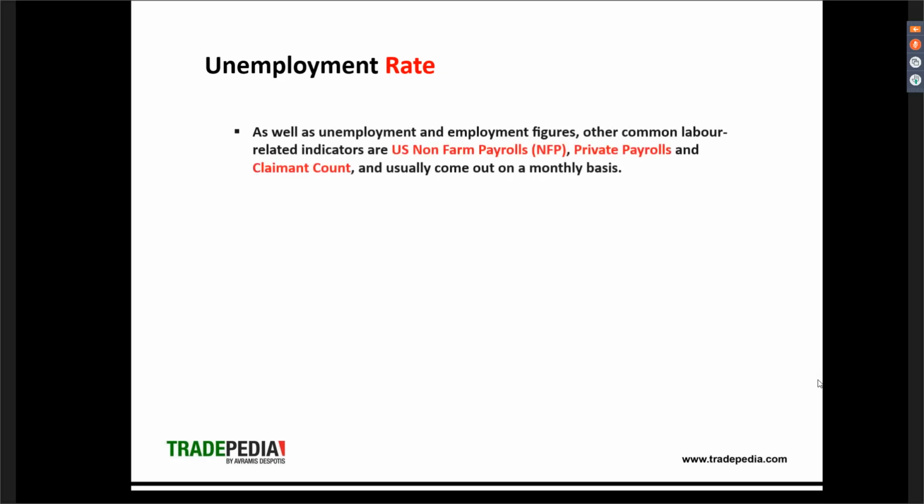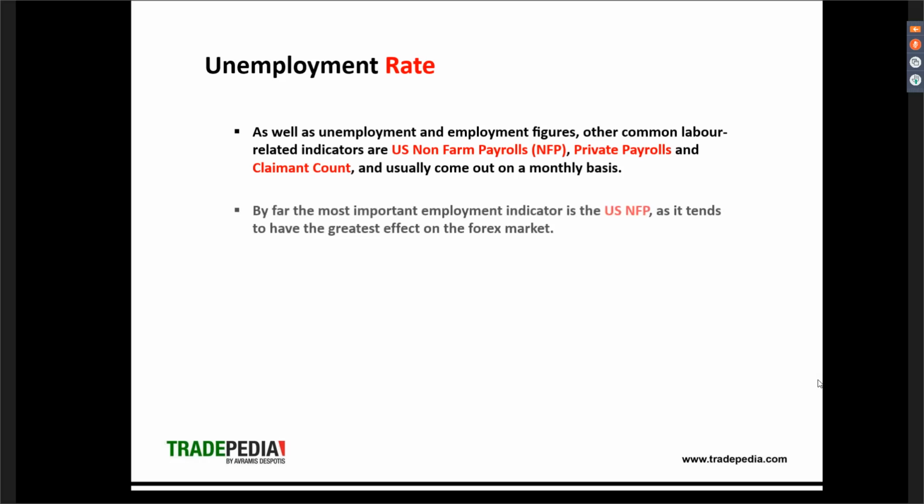Now, as well as unemployment and employment figures, other common labor-related indicators such as the US non-farm payrolls, private payrolls, and claimant count usually come out on a monthly basis. All these have to do with employment statistics. Now, by far the most high profile of them is the US NFP, as it tends to have the greatest effect on the Forex market.